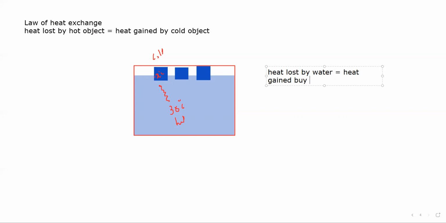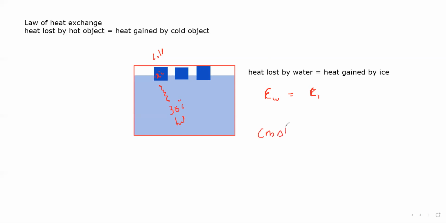But how to find the heat loss or heat gain? It depends on what is happening to the matter, whether there is a change in state or a change in temperature, or both are happening. For water, what will happen? The water will cool down. So for water, there will be a change in temperature. Heat lost by the water is equal to heat gained by the ice. For water, there is a change in temperature, so it will be Cm delta T.